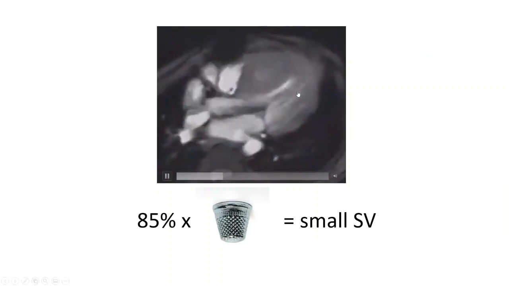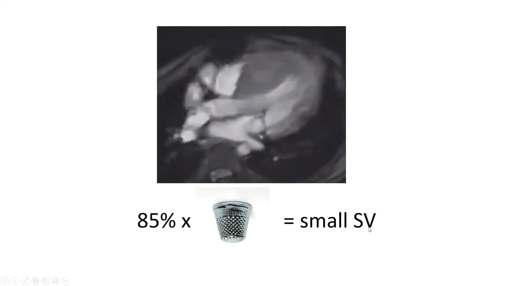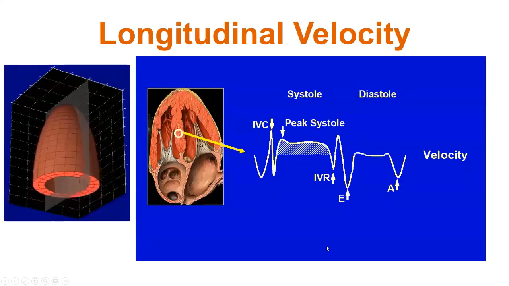Conversely, a good ejection fraction with a tiny ventricle will generate a small stroke volume. So 85% of a ventricle whose volume can be contained in a thimble will give you a small stroke volume. Now, we've paid a lot of attention recently, and you'll get a whole lecture on this by Steve Lester, to the longitudinal function of the left ventricle.